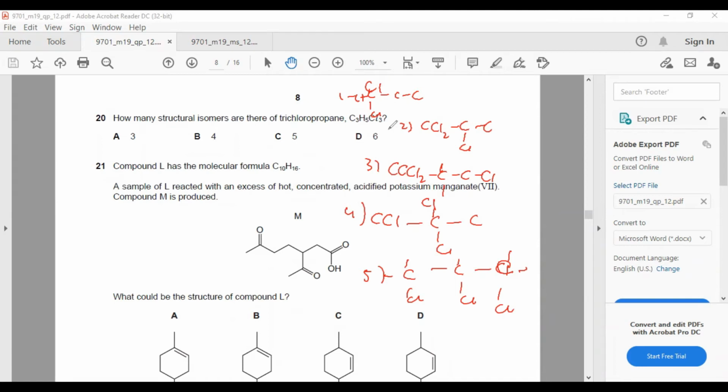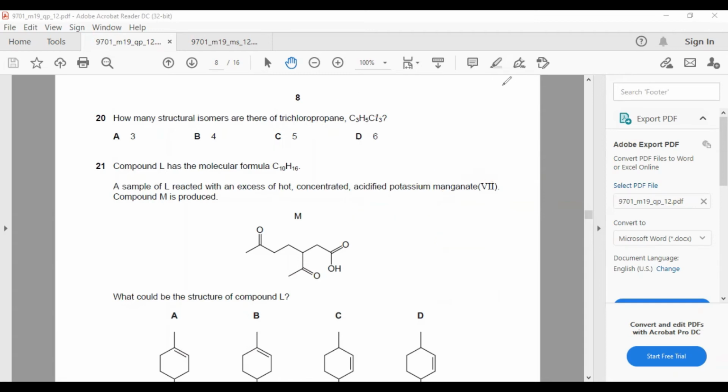Tell me in the chat. Yes, C is the answer. Examiner says this was also the challenging question.